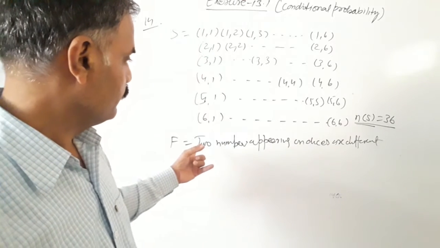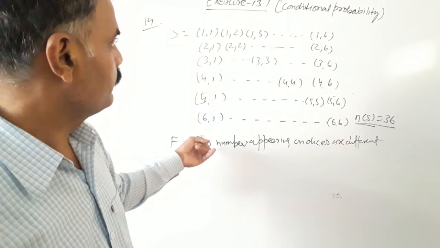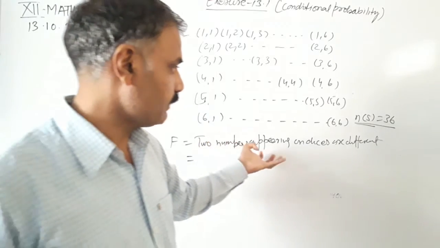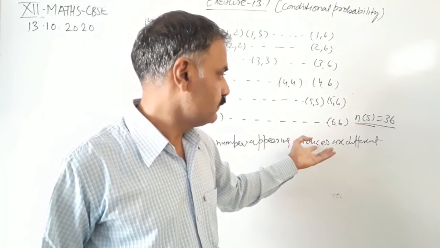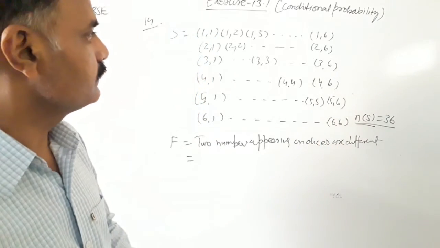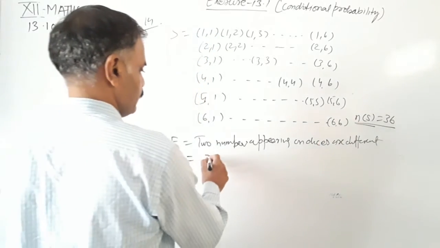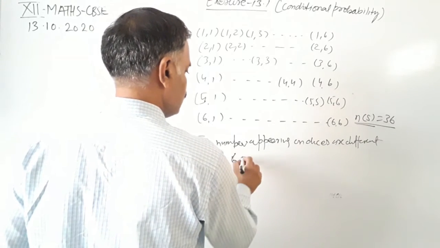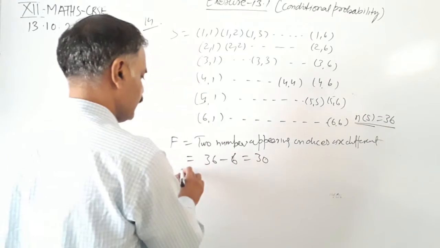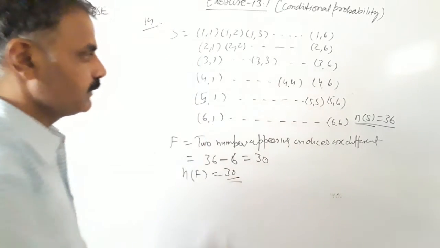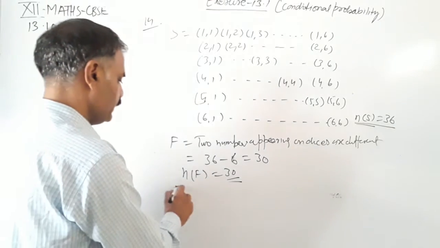Here we have to take the sample points in which the numbers are different. So total is 36 minus 6, that is 30 sample points in F. So n(F) equals 30. Two numbers are different. Now E.